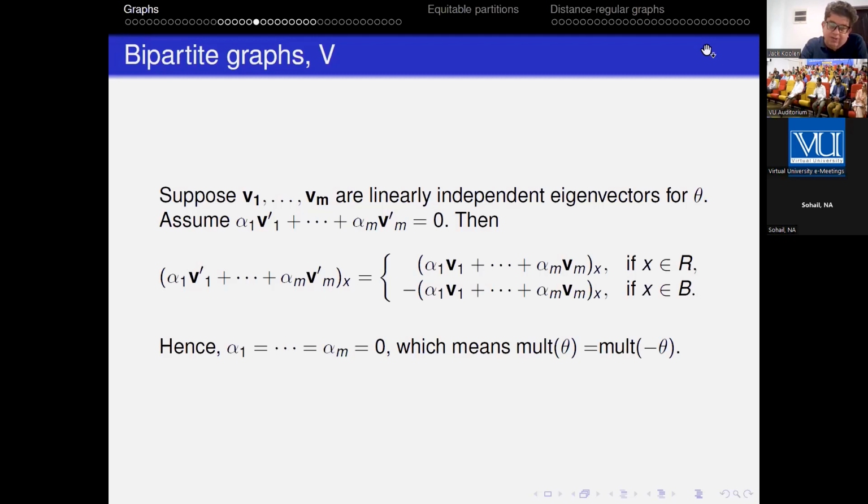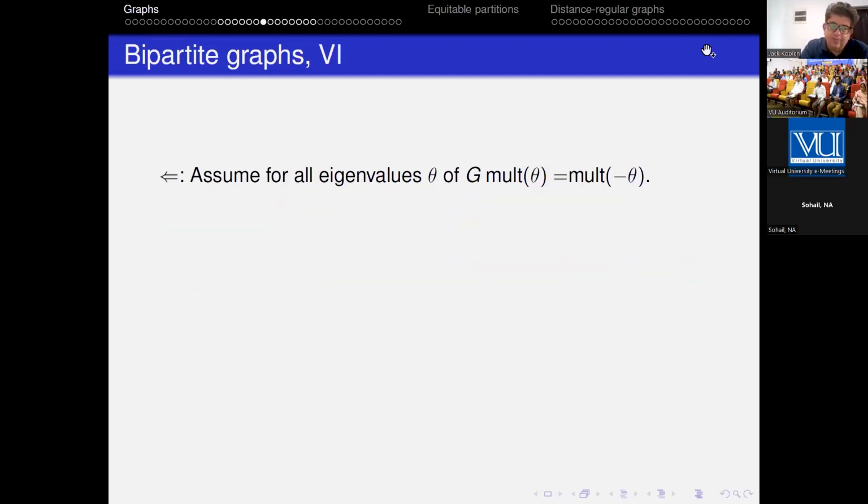So this means that all the alpha i's are 0, which means that the multiplicity of minus theta is at least the multiplicity of theta. This shows that the multiplicity of theta is at most the multiplicity of minus theta. But then you interchange minus theta with theta, and then you see that you have the other inequality as well. Now you assume that for all eigenvalues theta the multiplicity of theta is equal to the multiplicity of minus theta. Now we need to show this is bipartite.